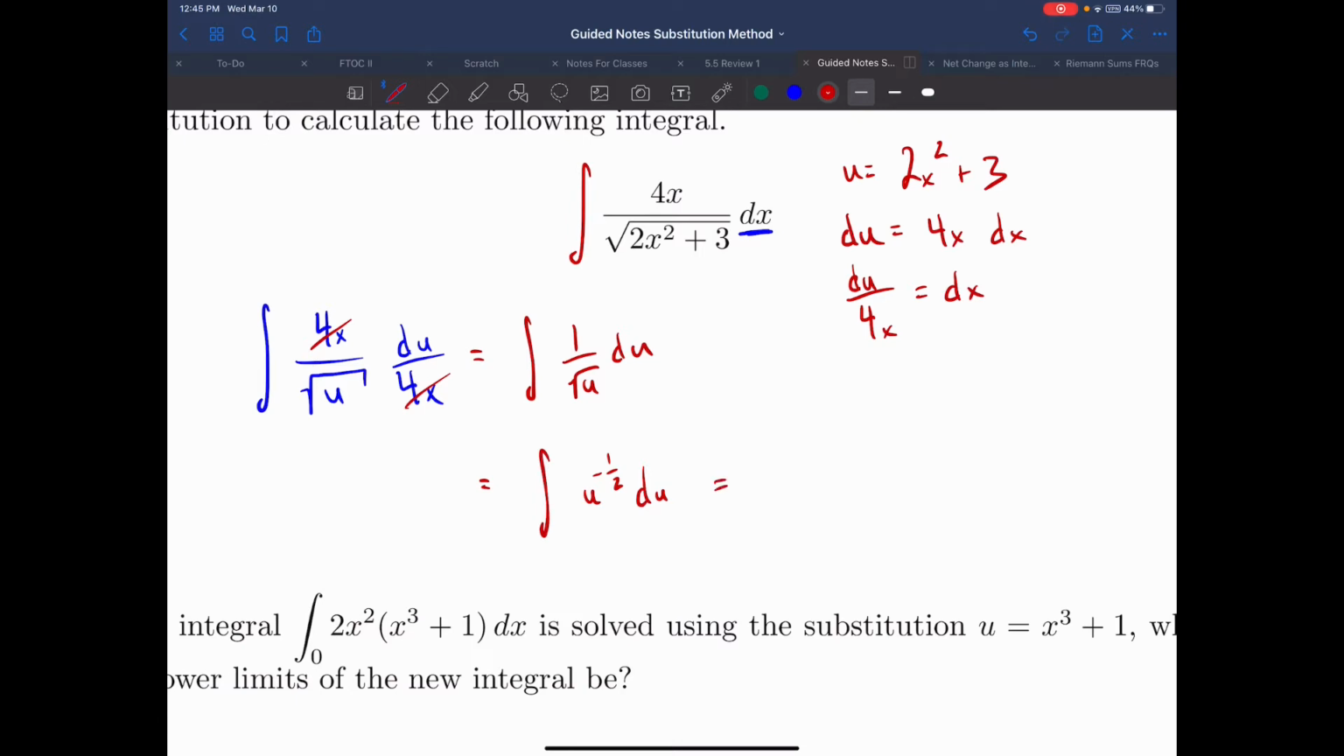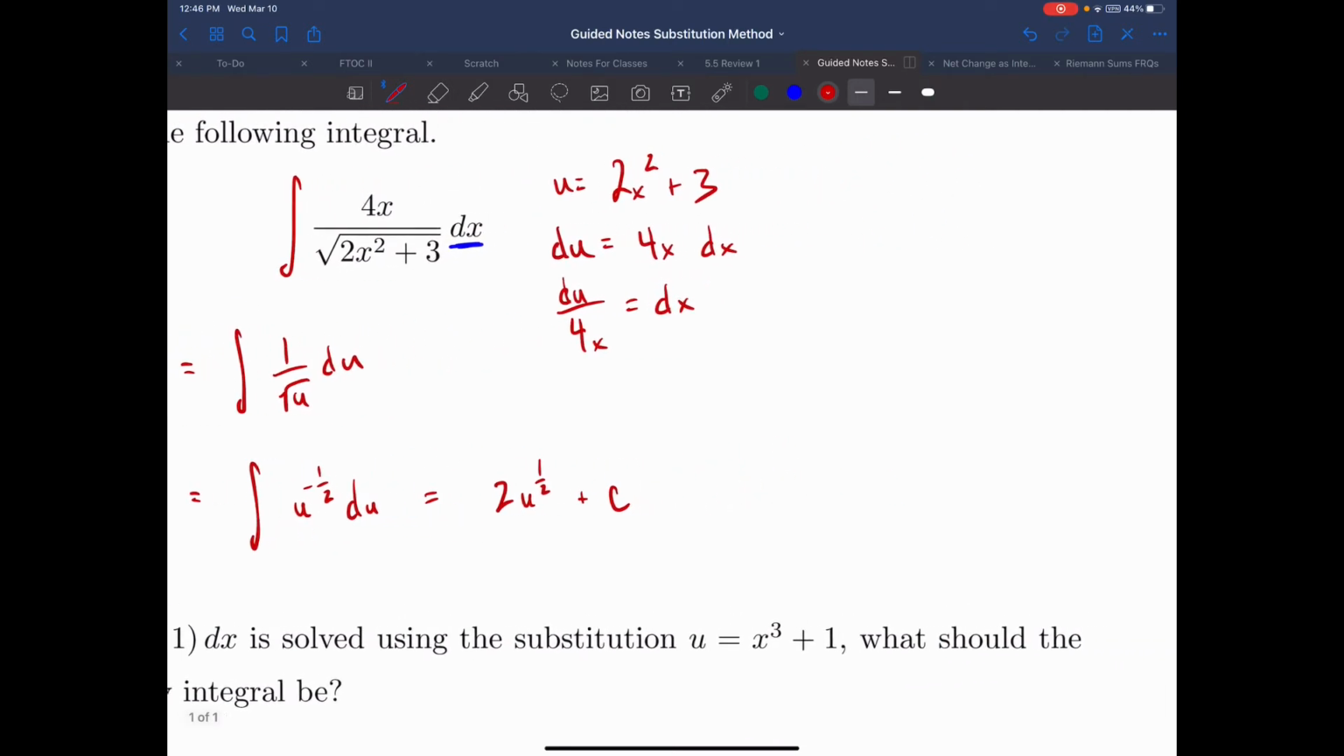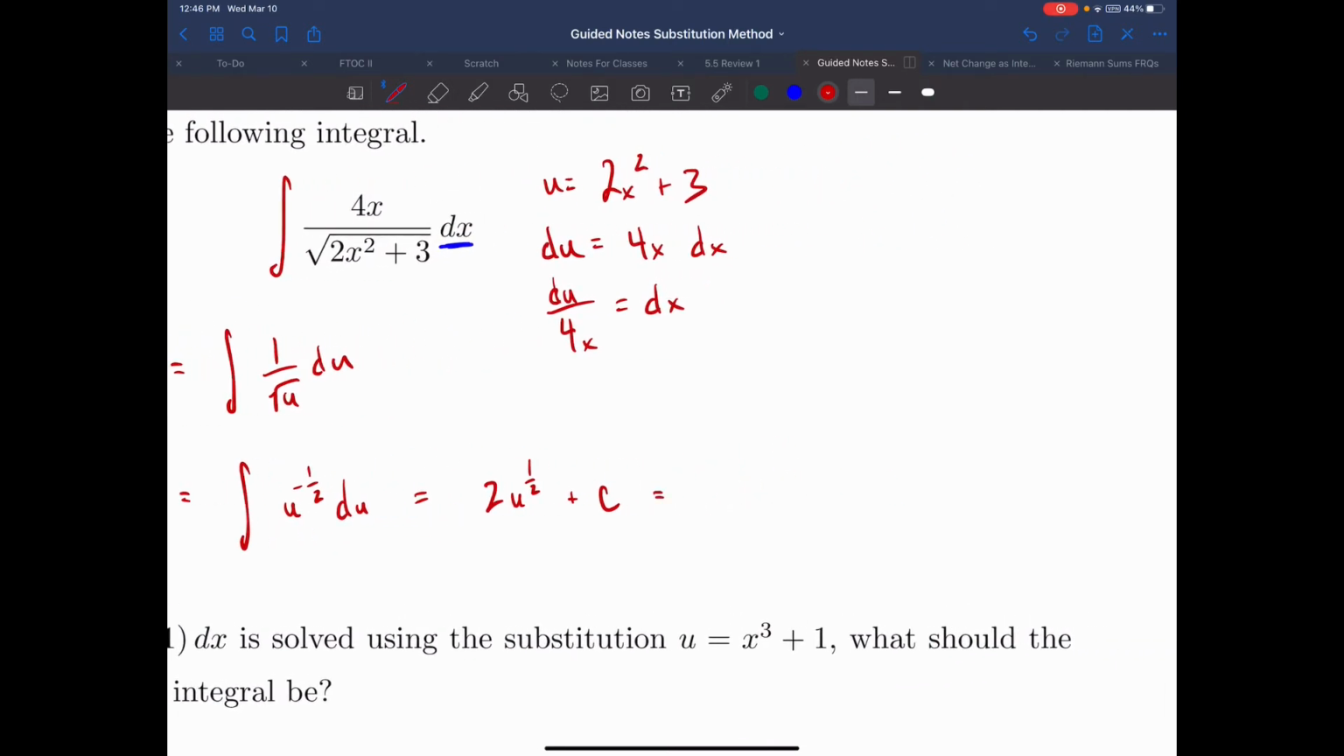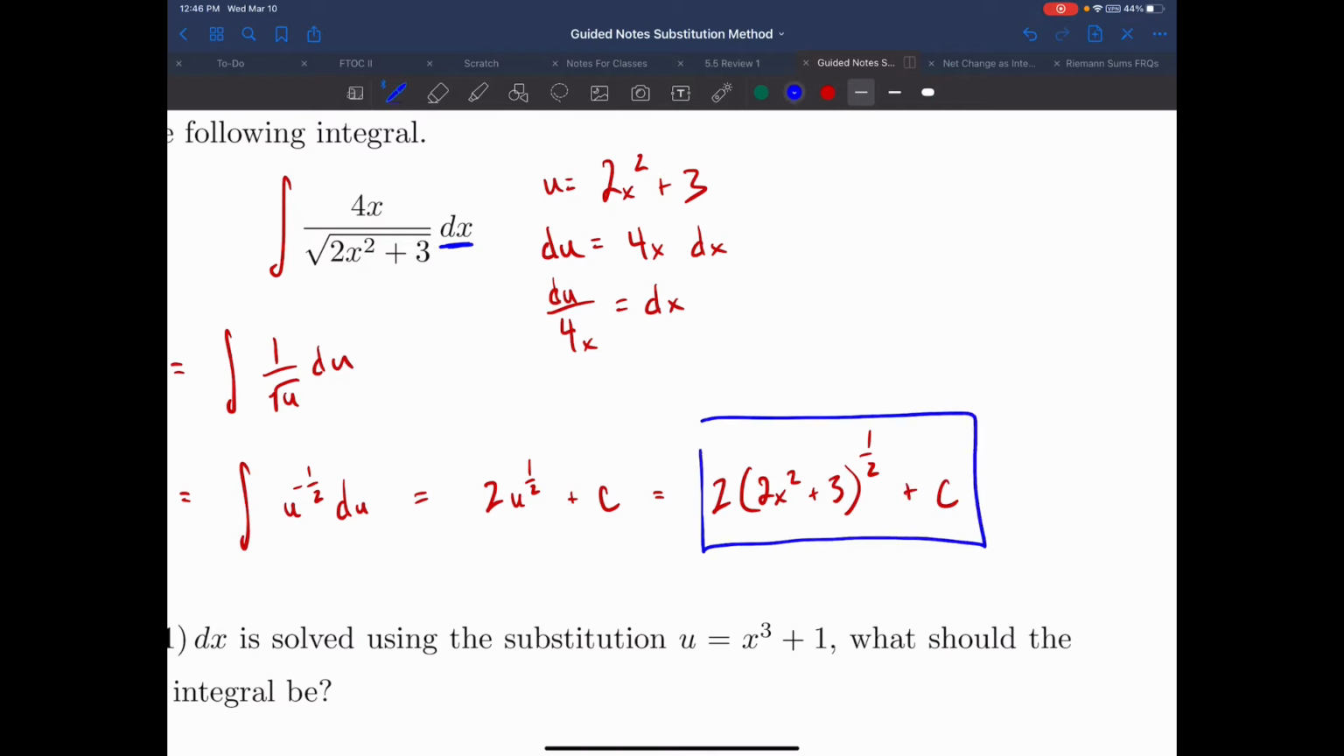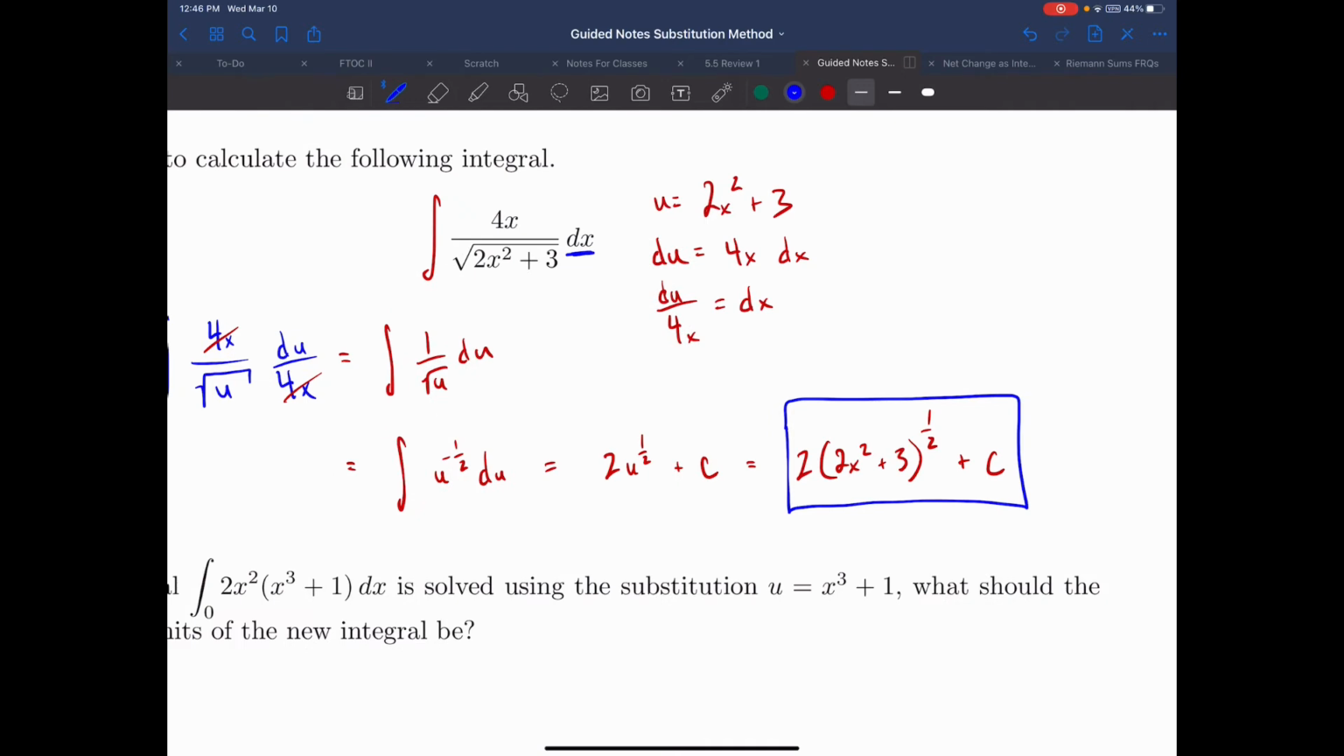And so I integrate. I add 1 to the exponent to get u to the 1/2, and I divide by 1/2. So this would be 2u to the 1/2 plus c. And then we substitute back in the u. So 2 times (2x squared plus 3) to the 1/2 plus c. So this would be an example of a u substitution problem.